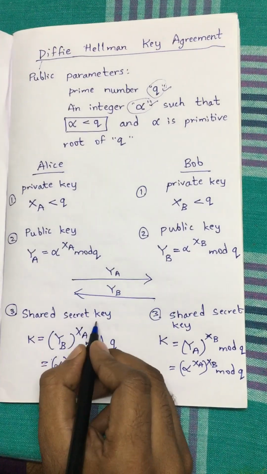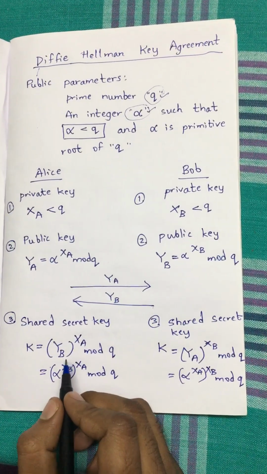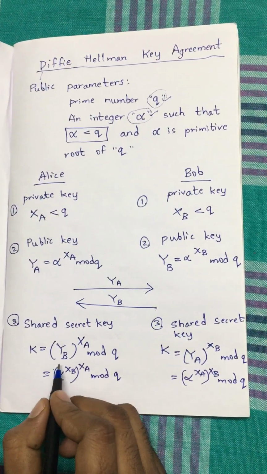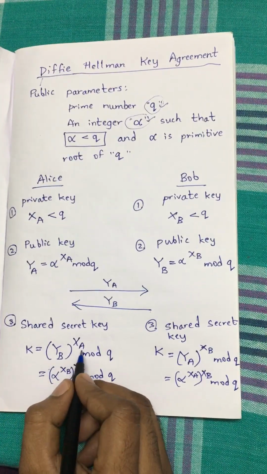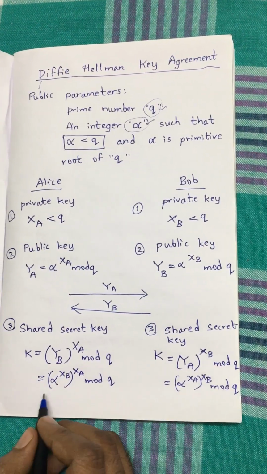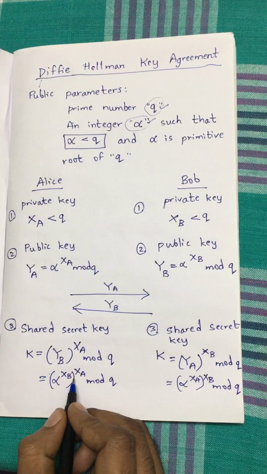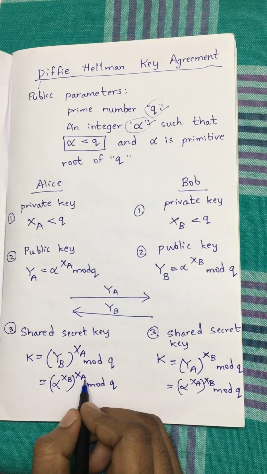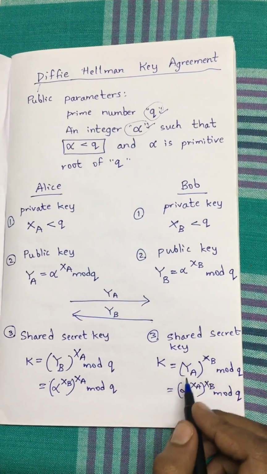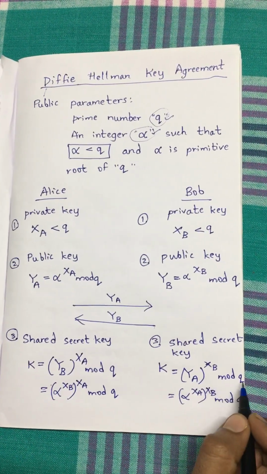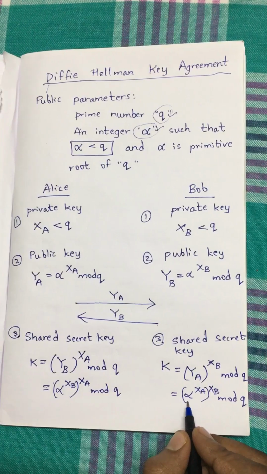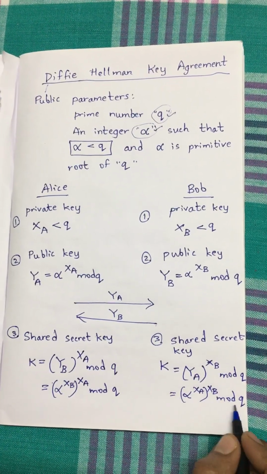Now the shared secret key will be computed by both the parties using this computation. Alice computes the shared secret key k equal to yb power xa mod q, which is equal to alpha power xb power xa mod q, whereas Bob will compute k equal to ya power xb mod q, which is equal to alpha power xa xb mod q.